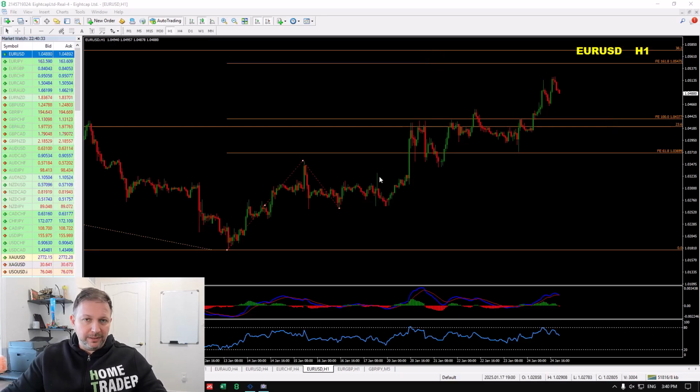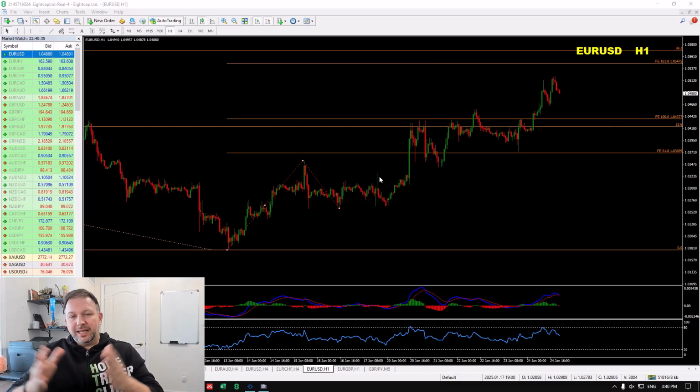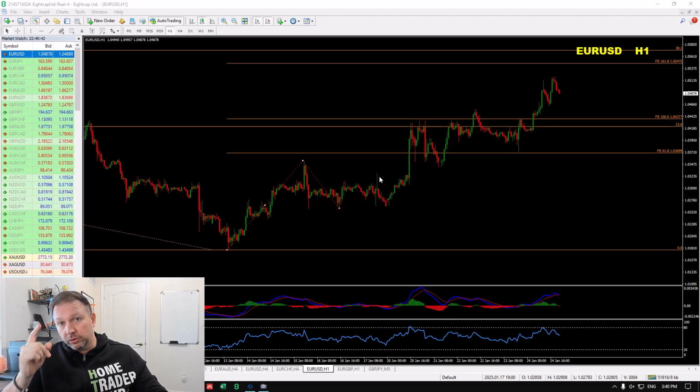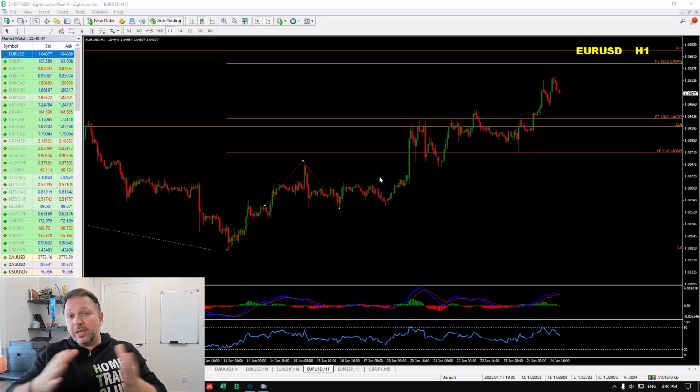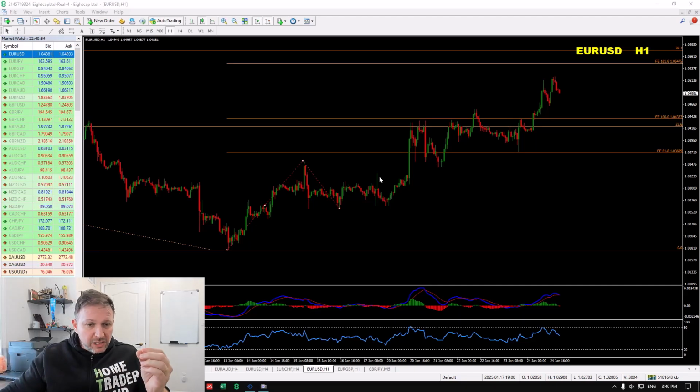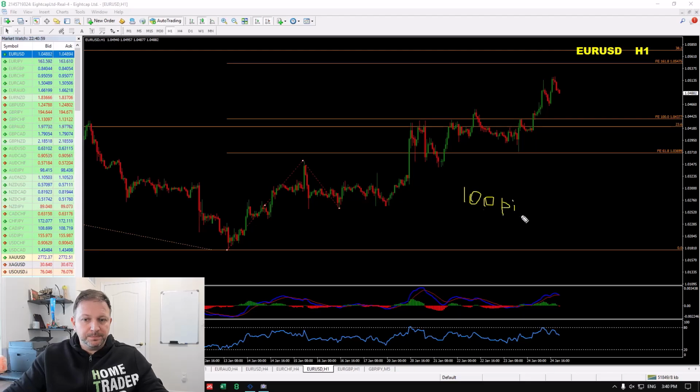So the final step is the most important step. Make the numbers work for you, meaning the risk reward should be in your favor. In your favor means that the risk is smaller than your potential reward. Imagine, for example, you are risking 100 pips and your target is going to be 20 pips. This way the numbers are not working in your favor.